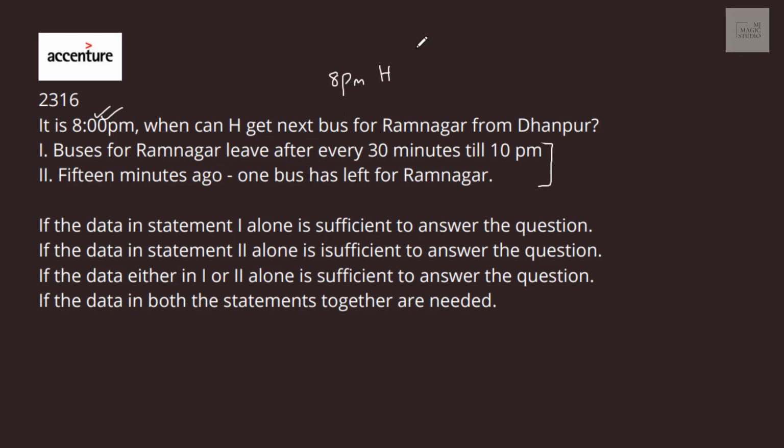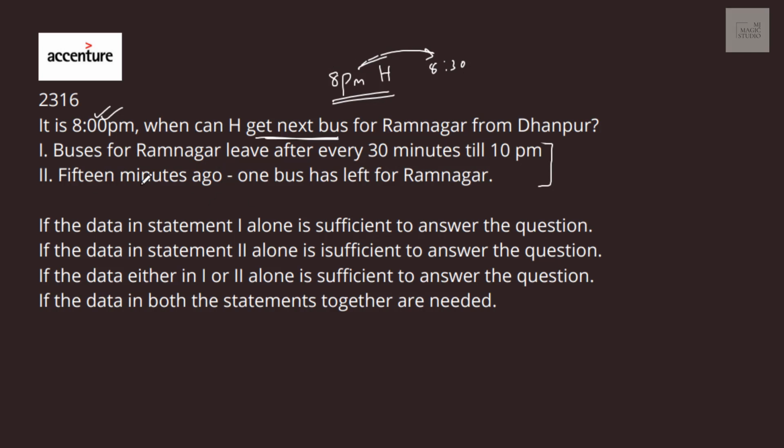Sorry, he must be at Dhanpur and he wants to go to Ramnagar. It is 8 p.m. When can he get the next bus? The first statement says buses for Ramnagar leave every 30 minutes till 10 p.m. So after every 30 minutes he can get a bus. But now it is 8 p.m., so whether he would be getting a bus by 8:30 and at what time, we don't know with statement number 1.